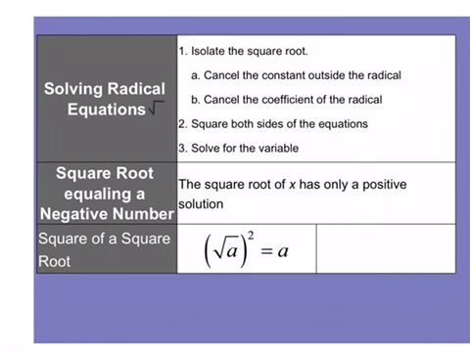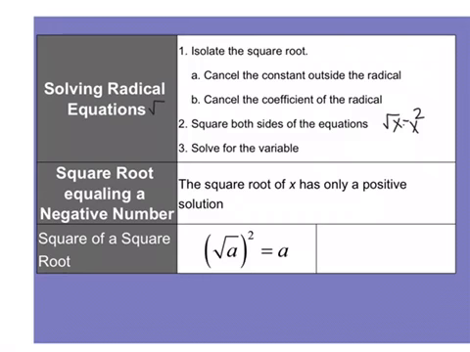Step number 2 then is to square both sides of the equation. It's really important for you to know that a square root and a square are inverses of each other. One undoes the other. So just like multiplication is an inverse of division, a square root is the inverse of a square. And then our last step is just to solve the remaining equation for the variable.